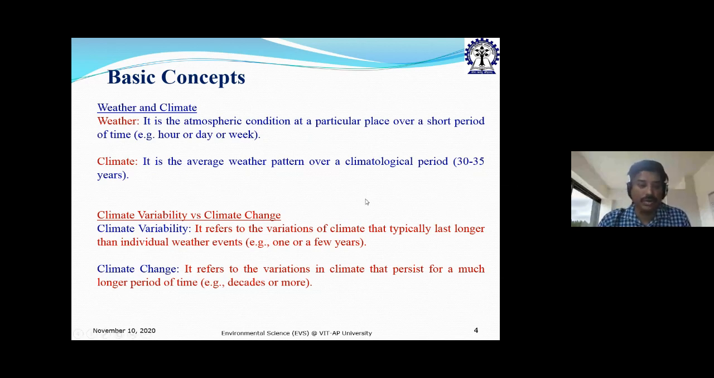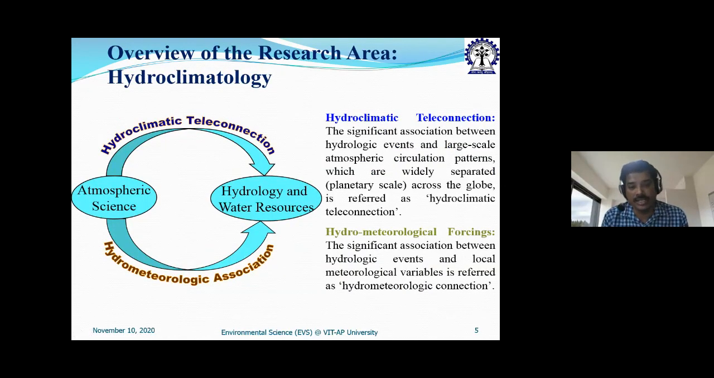So, overview of this one: why is this important, and what are we actually going to do in this area? It is basically the association between two major science domains. One is called atmospheric science, and the other is hydrological science, or hydrology, the water resources domain. These two are very much connected, so some change in one domain has some impact on the other. This association can be at a very local scale or at a very large scale.